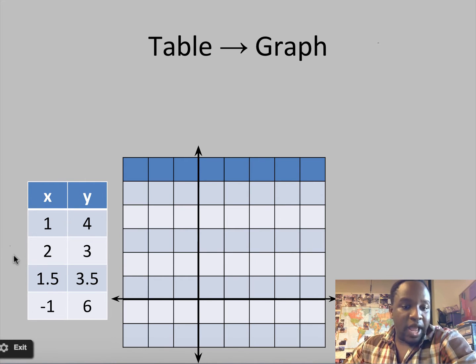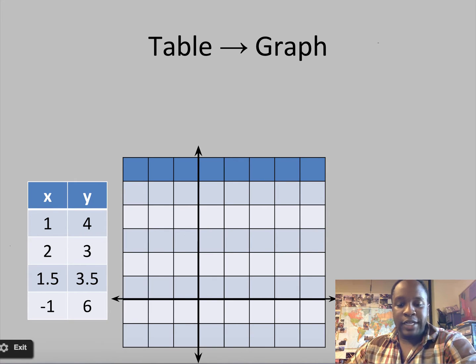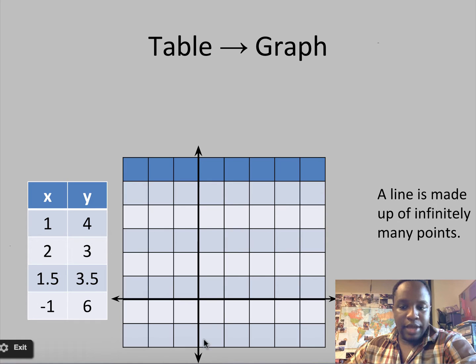So here we have a table and we need to graph it. Remember, on a graph, we have an x-axis and a y-axis, and a line is made up of infinitely many points. So what we can do is plot the points that are given on the table.